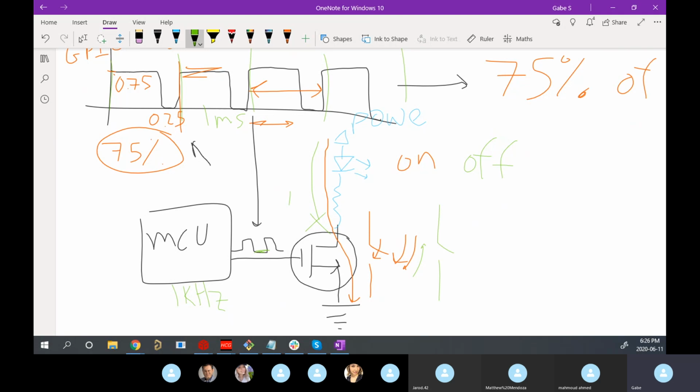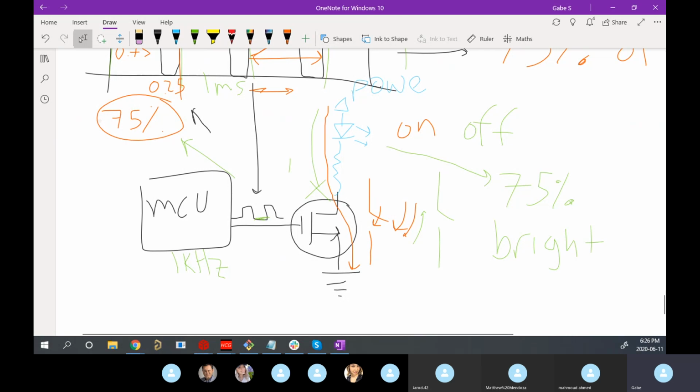So if I'm sending a signal at that frequency, and let's say that I have a 75% duty cycle, so it's on for 3/4 of the time, my LED brightness will actually be 75% bright. This is cool because now with just 1 pin, and it's not an analog pin, this is digital, we're just turning it on and off at different ratios, at different speeds. We can literally control the brightness of the LED.